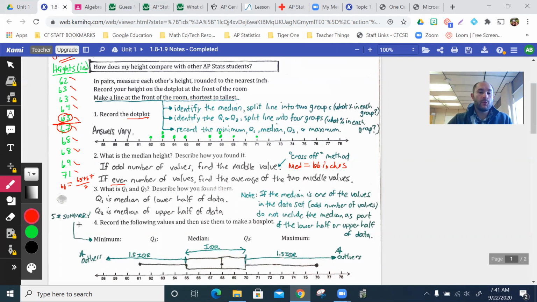Okay, so now what are Q1 and Q3? Q1 and Q3 stand for quartile 1 and quartile 3. Q1 is the 25th percentile, and Q3 is the 75th percentile.